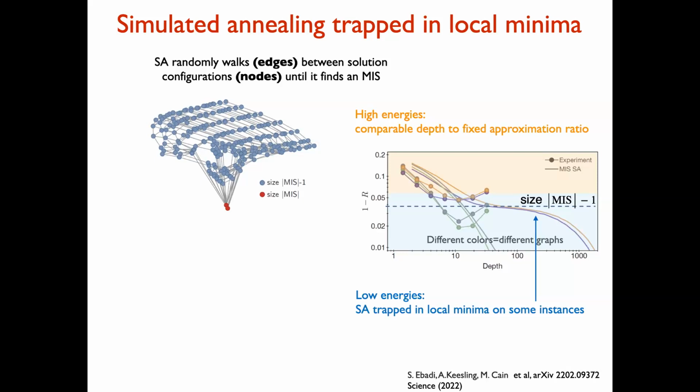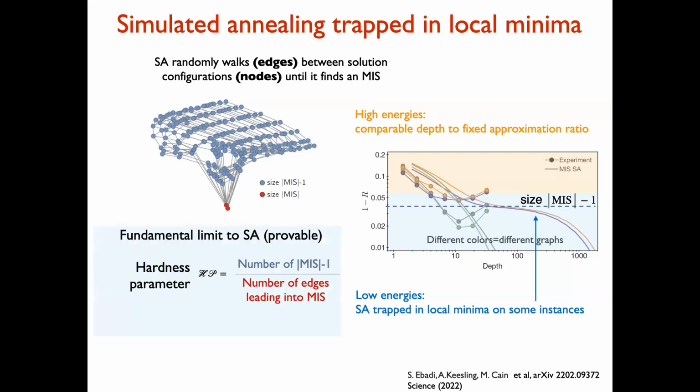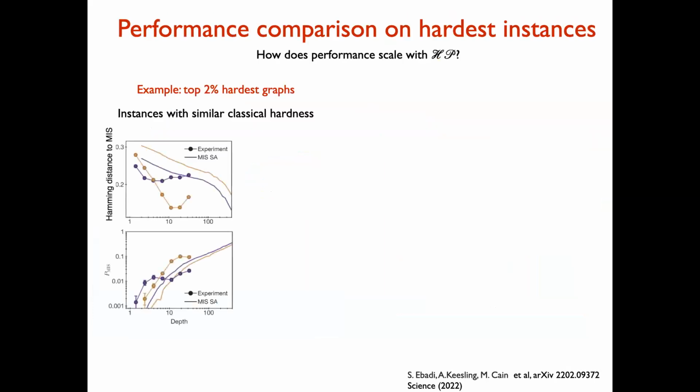to this solution. It turns out that in this case one can actually prove that simulated annealing has exponential scaling, determined by this hardness parameter, which is basically the number of, for example, solutions with MIS minus 1 divided by the number of edges leading to MIS. This hardness parameter scales exponentially with system size. So at this point, having understood it, what we could do is take the 2% hardest graphs and throw them again at the classical and quantum systems.